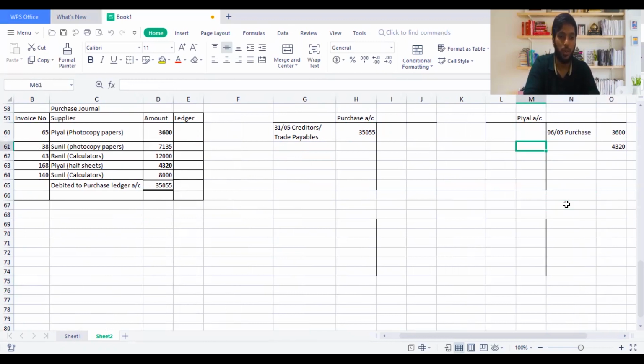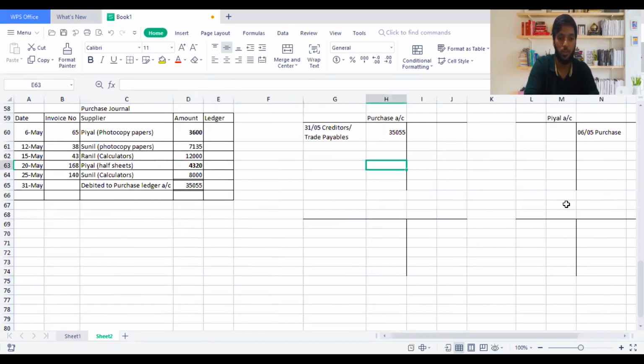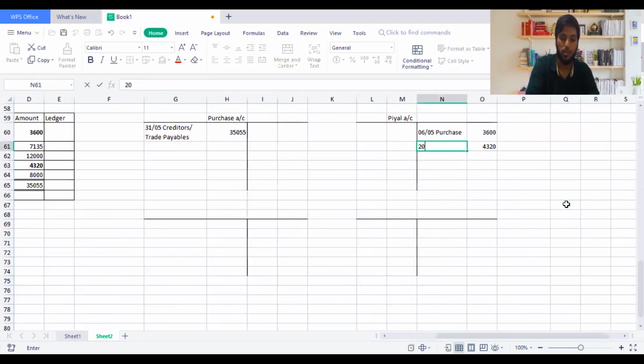Then moving on to the next part. What is the date Pial purchased again? 20th May. So I'll write here 20th May. Again, purchase. Right. Then we move on to the next part of the sum.